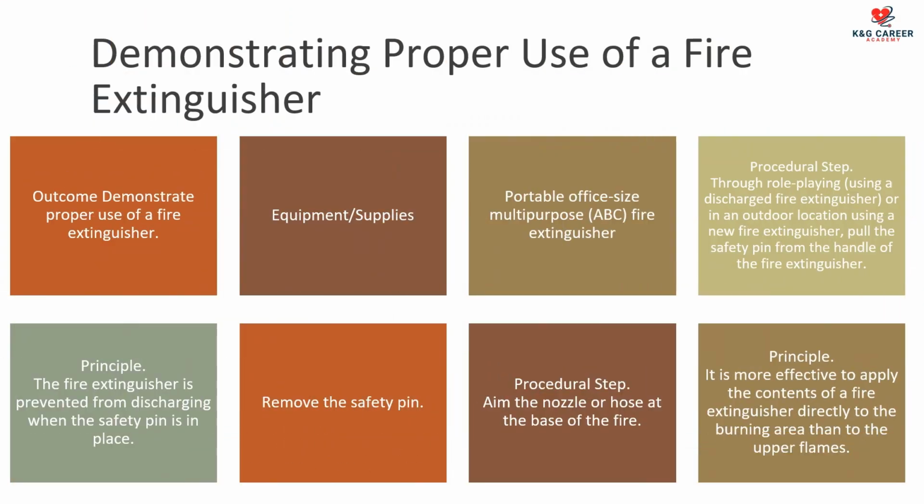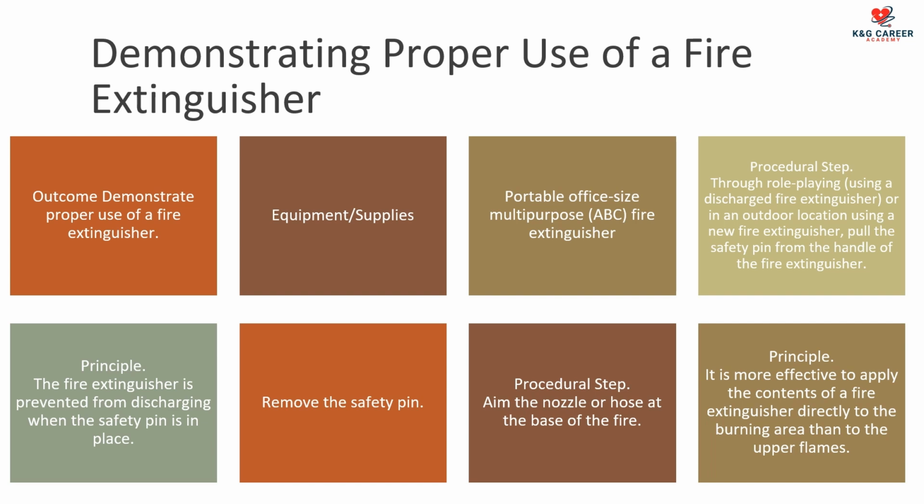Demonstrating proper use of a fire extinguisher. Outcome: demonstrate proper use of a fire extinguisher. Equipment or supplies: portable office size multipurpose ABC fire extinguisher. Procedural step: through role-playing, using a discharged fire extinguisher, or in an outdoor location using a new fire extinguisher, pull the safety pin from the handle of the fire extinguisher. Principle: the fire extinguisher is prevented from discharging when the safety pin is in place.